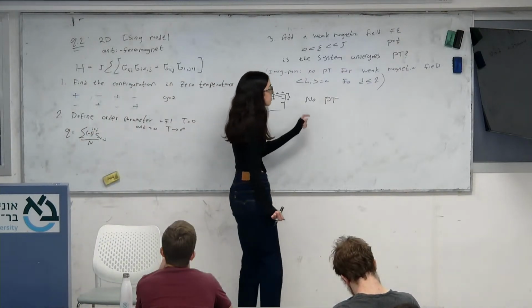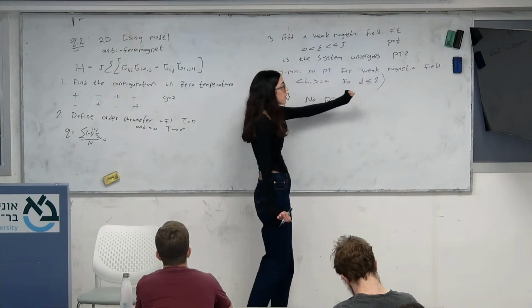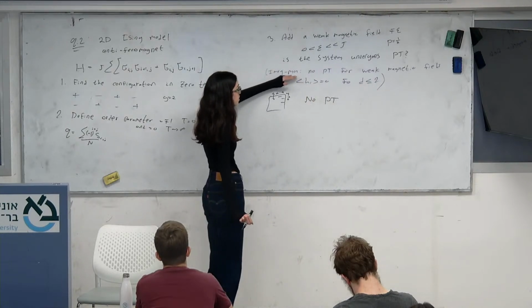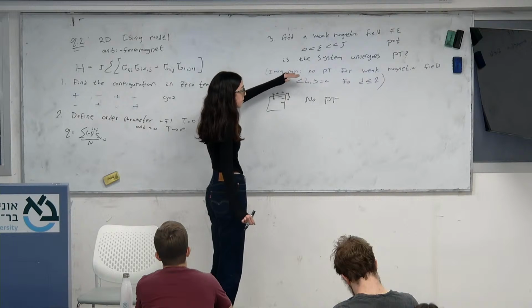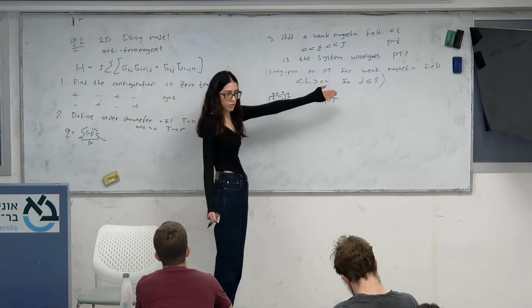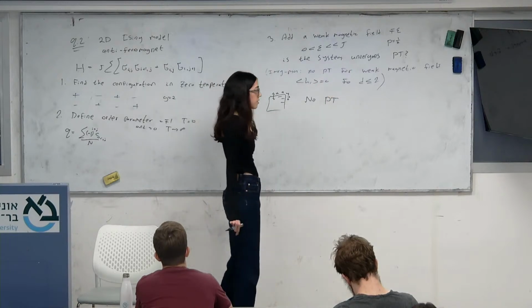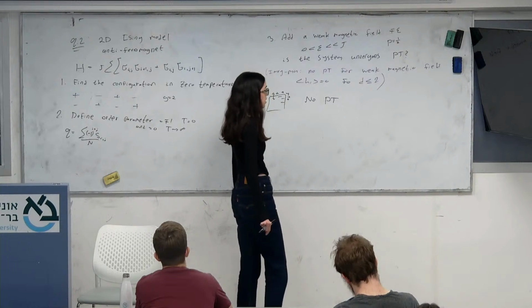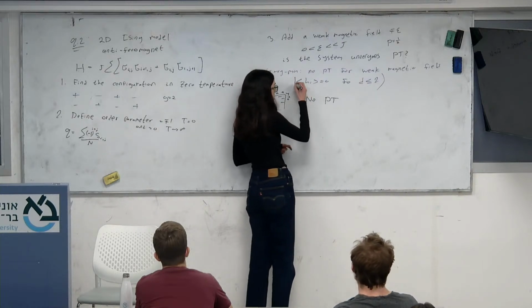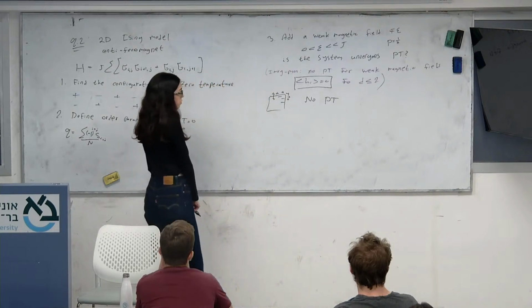So for dimension larger than 2, the magnetic field doesn't ruin the phase transition. Right, so we can have a phase transition with the existence of a magnetic field if this is true. So that's the condition for the Imry-Ma argument.